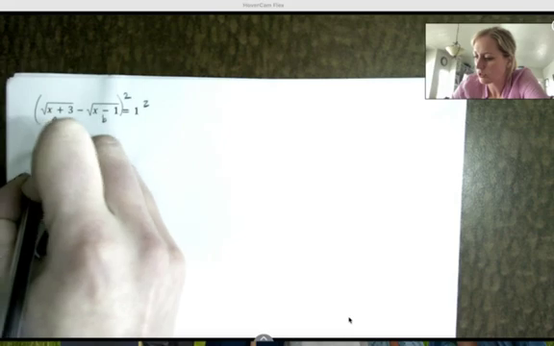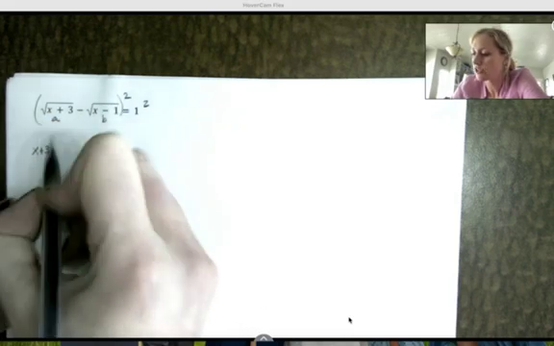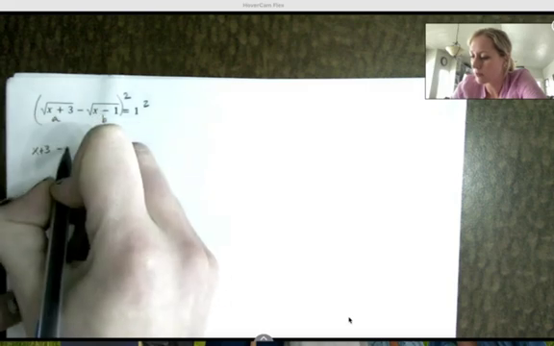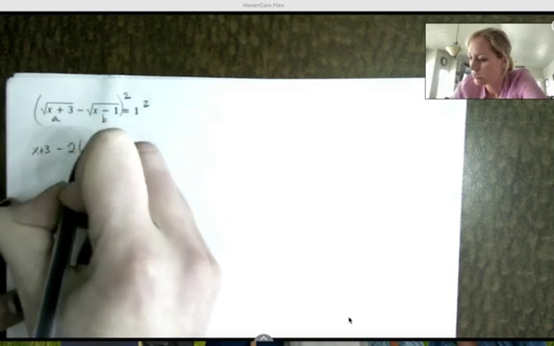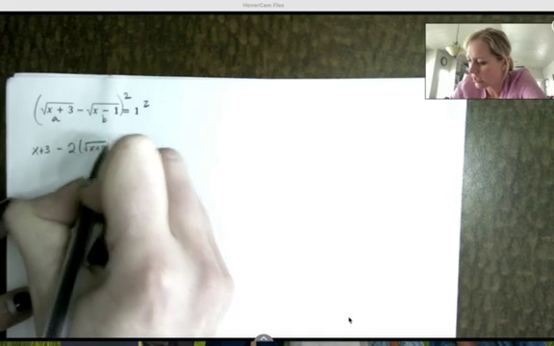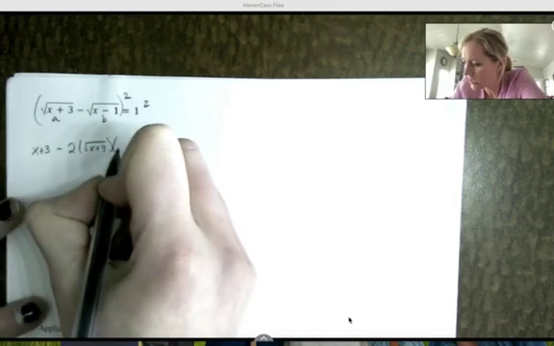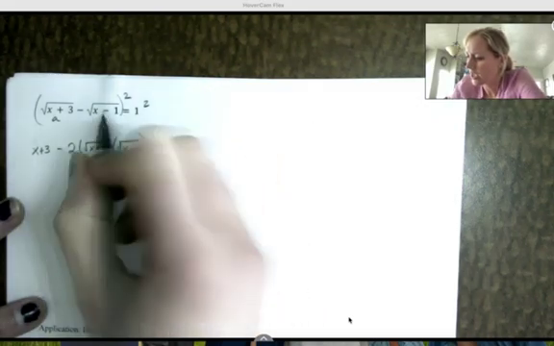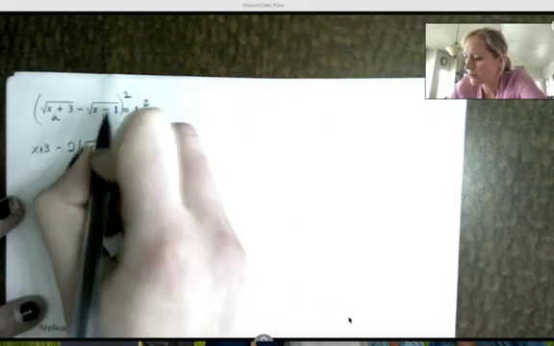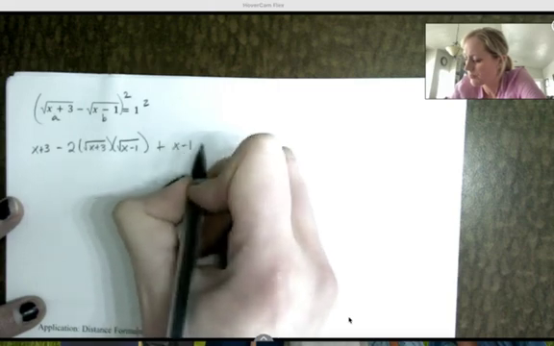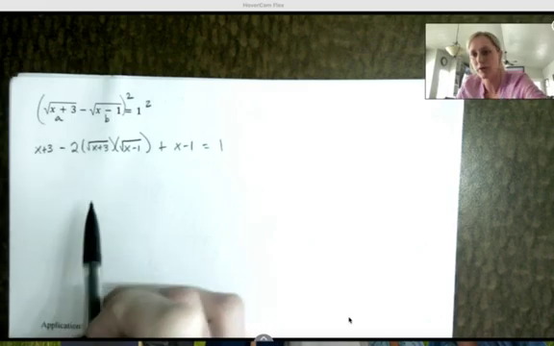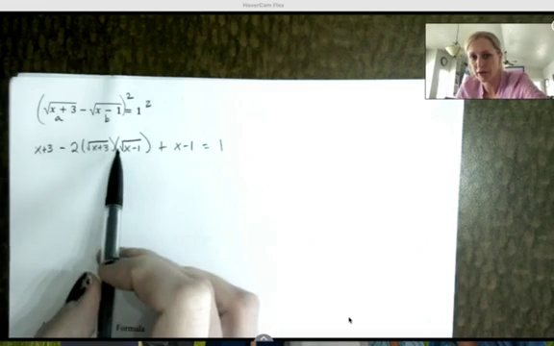So A squared is x plus 3, minus 2AB. I have 2 times A times B, so I'm going to write this out: minus 2 times A times B, and then plus B squared, which is x minus 1. And 1 squared is 1. These are both under the square root, so we can go ahead and multiply those.